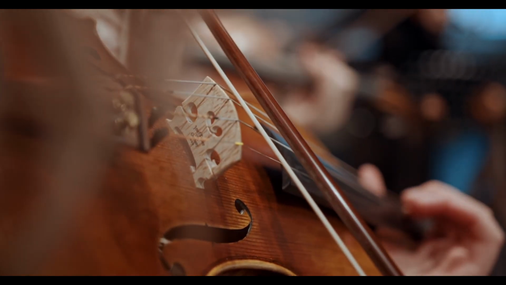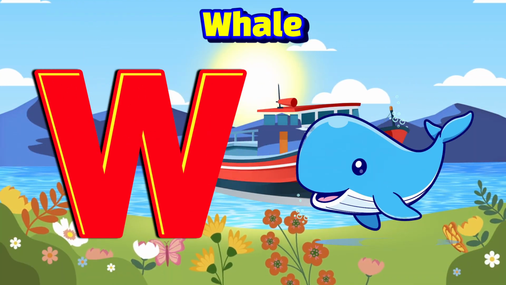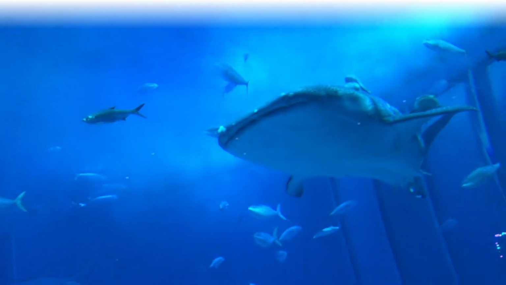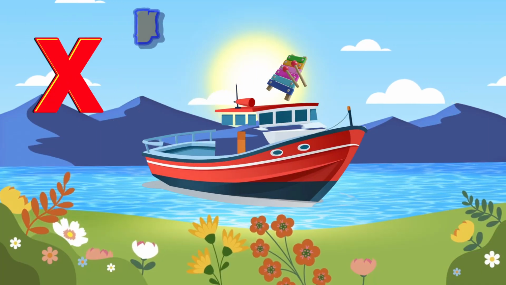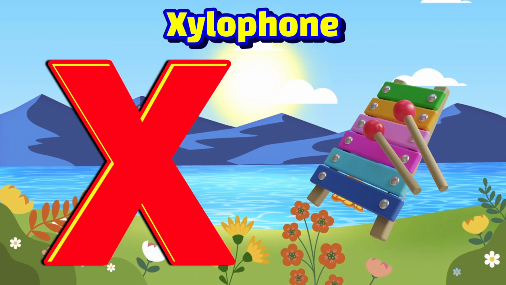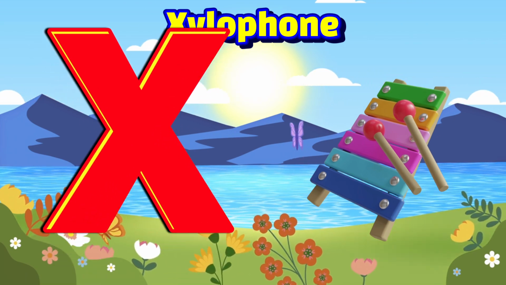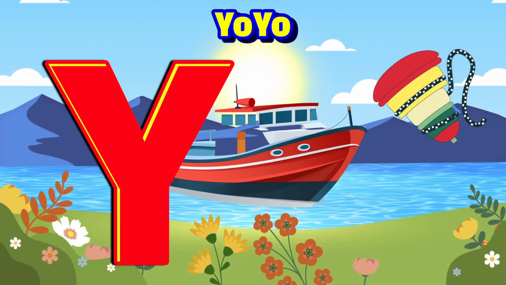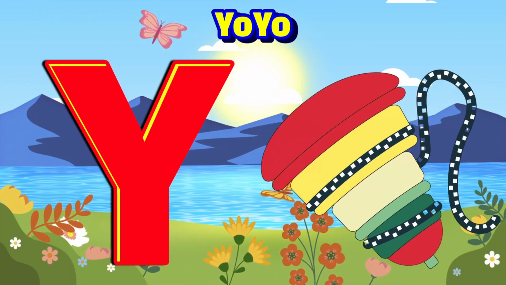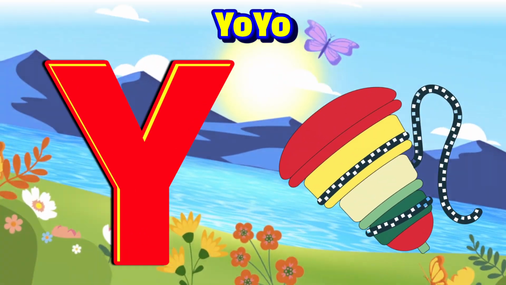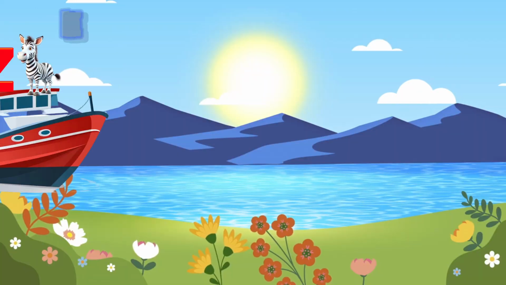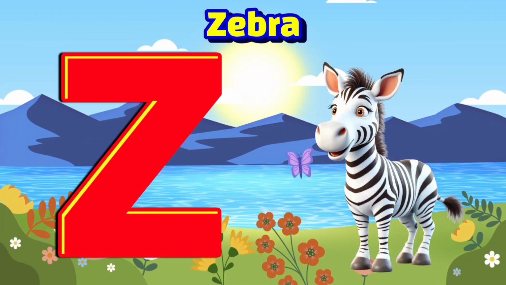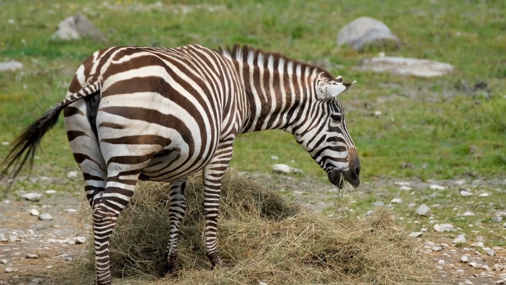Play violin. W is for wheel, wheel, wheel. Big blue wheel. X is for xylophone, xylophone, xylophone. Ding xylophone. Y is for yo-yo, yo-yo, yo-yo. Spin yo-yo. Z is for zebra, zebra, zebra. Stripes zebra.